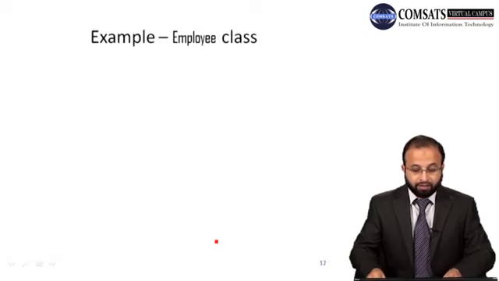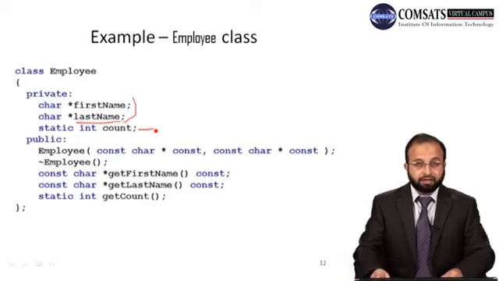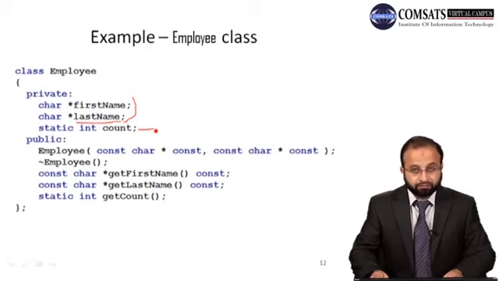Let's see another example, the employee example. In this example we have two private data members, normal private data members: first name, which is a pointer to a character, and last name, again a pointer to a character, named second name. And then the third data member is the static data member, whose type is int and the name is count, right? Then we have the public functions.